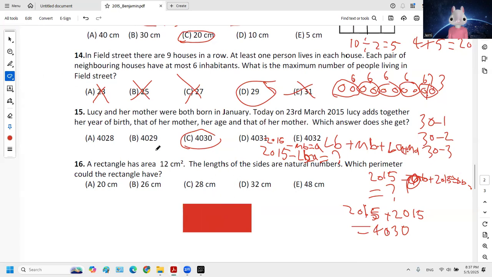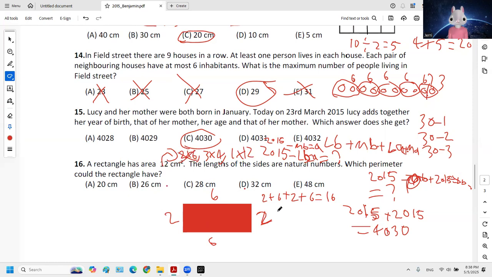We can try getting what two numbers times together equals 12. It could be 2 times 6, 3 times 4, or 1 times 12. We'll start with 2 times 6. 2, 6, 6, 2. 2 plus 6 plus 2 plus 6 equals 16. No answer, too small.